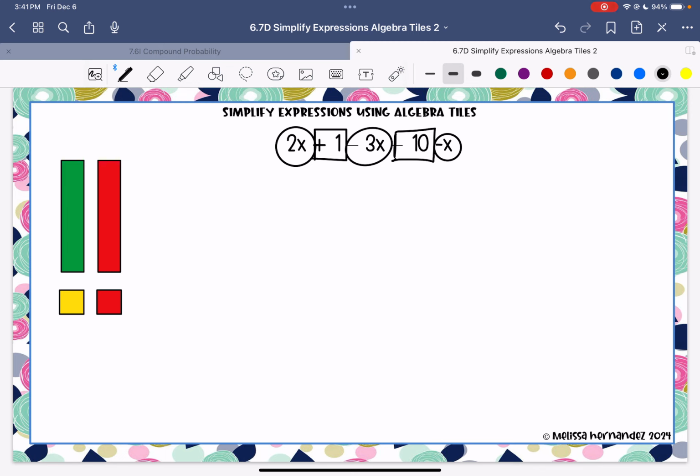The circles are my variables. So for a positive 2x, I'm going to draw a rectangle. And I'm not going to shade it in. I'm just going to leave it like that. It represents positive 2x. Then my negative 3x, well, I'll still draw rectangles. However, I'm going to shade those in.